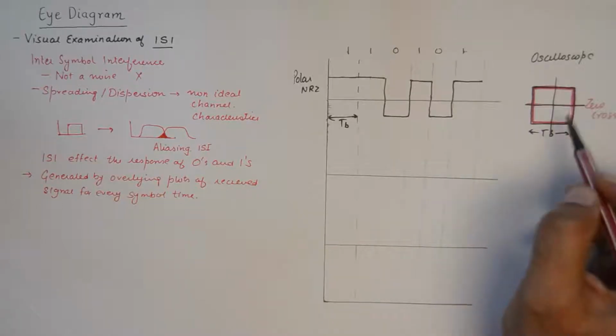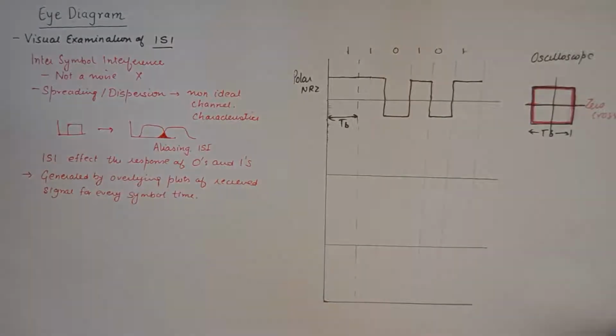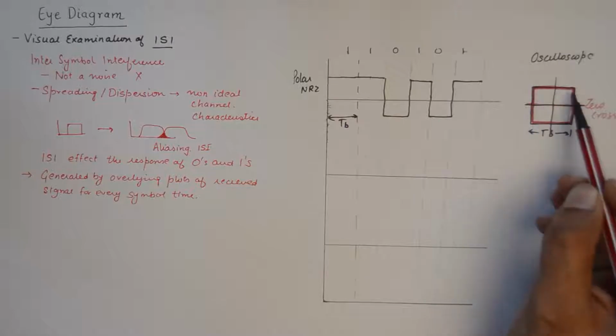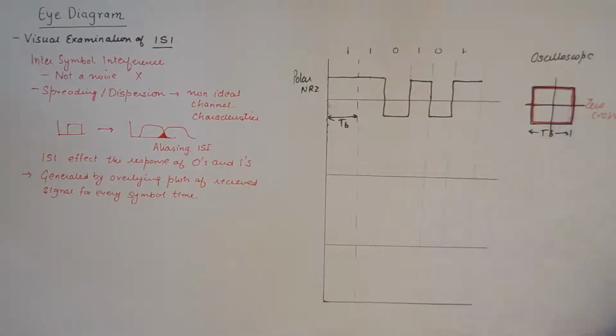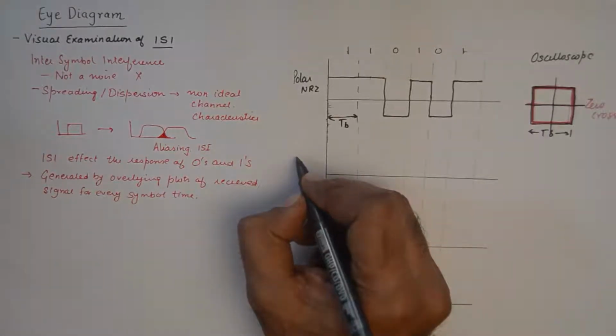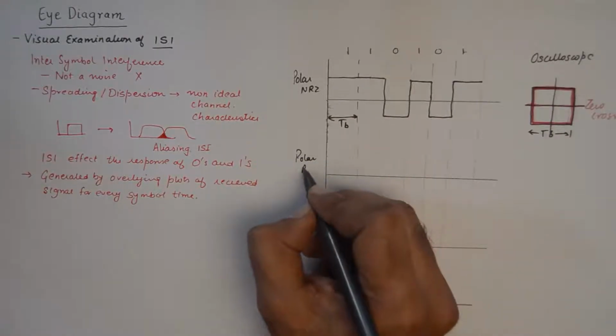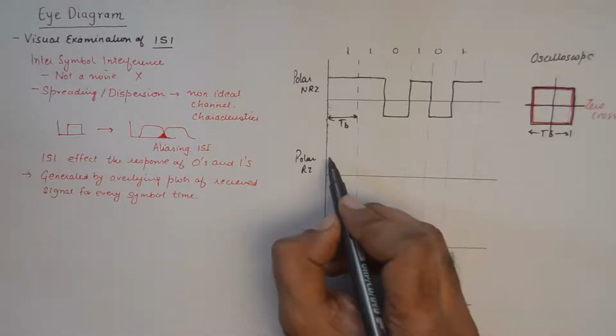But as you can see, the ones and zeros will result in a square or rectangular box being formed depending upon the bit period. Now this is the case for an ideal waveform with polar non-return to zero coding. Let us take up the case of polar return to zero. A polar return to zero will look something like this.